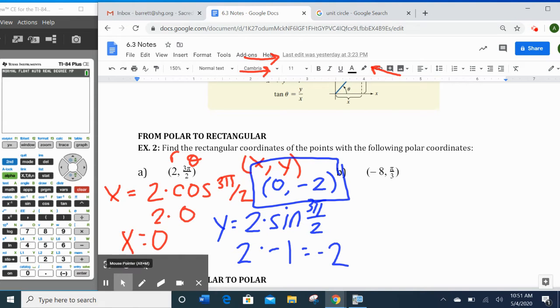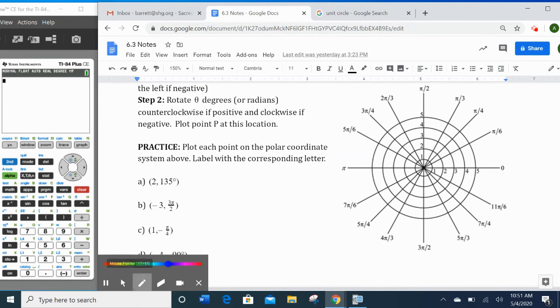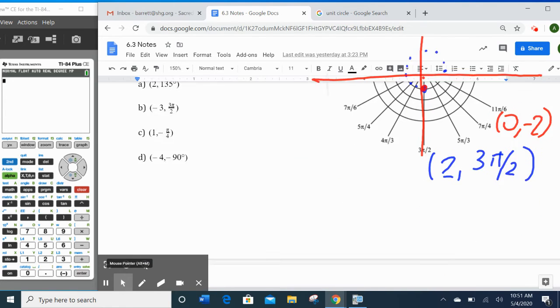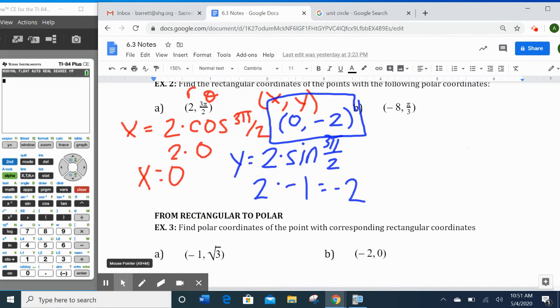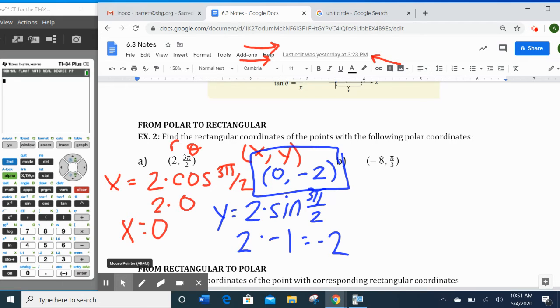So let's look at (2, 3 pi over 2) on our polar coordinate system. If I was plotting (2, 3 pi over 2), they would say go out to the second ring and then rotate 3 pi over 2 radians. So it would be this point right here. And if I imagine this as just a normal xy coordinate plane, the point (0, -2) is also right there. So that just means they're the same point, they're representing the same place. If you want to pause the video and try part B, you can do that.